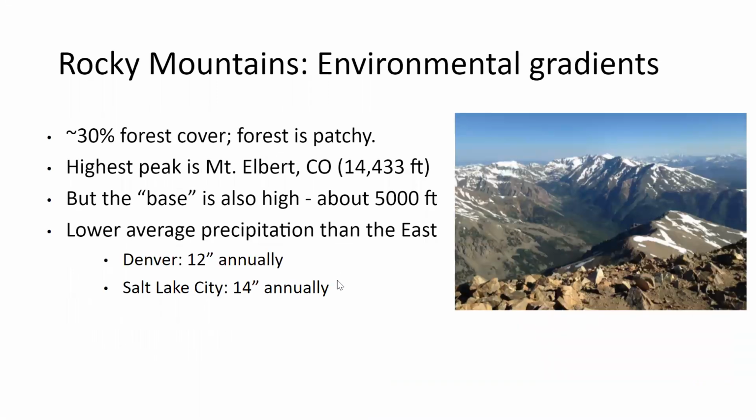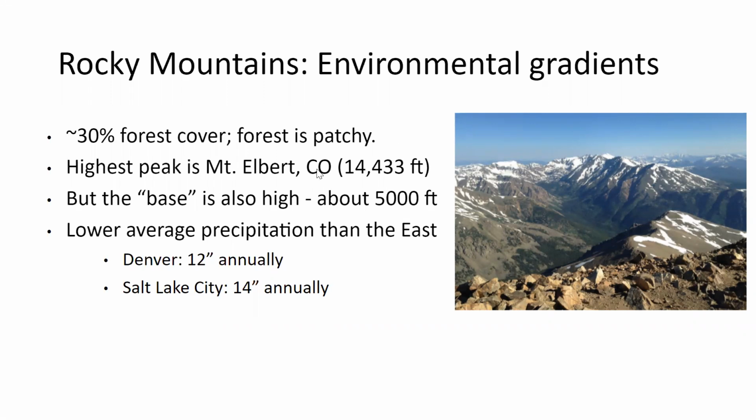So in the Rocky Mountains, we can talk about environmental gradients. So if you look out over this mountain range photo, I think this is taken at Mount Elbert, Colorado, the Rockies are only about a third covered with forest, about 30%. The forest is very patchy, right? So you have large areas that are rocky and aren't conducive for growing trees. But some quick stats about the Rockies. The highest peak is Mount Elbert, Colorado, 14,433 feet. This is actually an accessible hike. It's outside of Leadville, Colorado. Had a chance to climb that with my family.